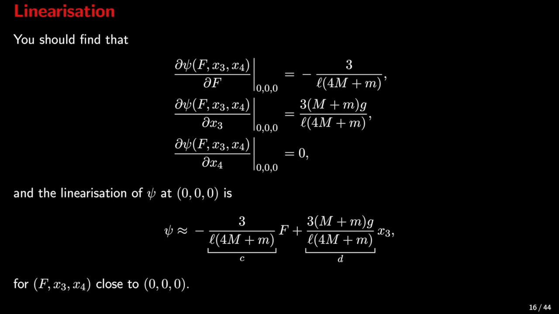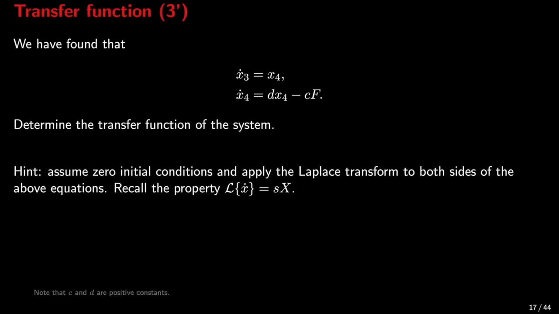Right, so we have linearized psi. We haven't yet linearized phi, but we can do this later. We have this pair of differential equations: x3 dot is x4, x4 dot is d x4 minus c f. What I would like you to do now is to pause the video for a few minutes and determine the transfer function of the system with input F of s and output X3 of s. This is the transfer function that captures the dependence of the angle x3 on the force F.